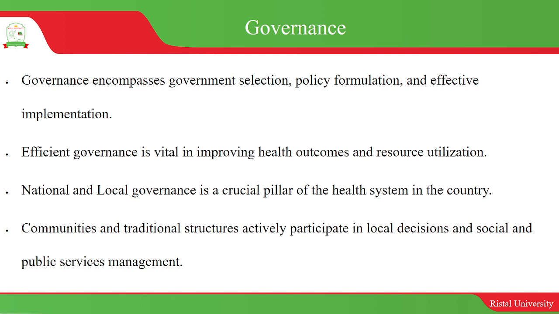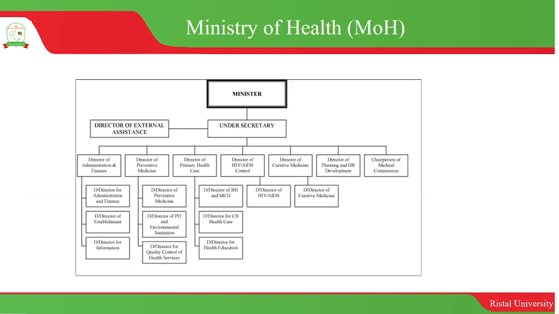Governance can be looked at at national and local levels. These are very important. Governance at national and local levels is very important. It is very important that decisions are made from the bottom, and then implementation and resource allocation can happen at the higher levels of the top governance structures.